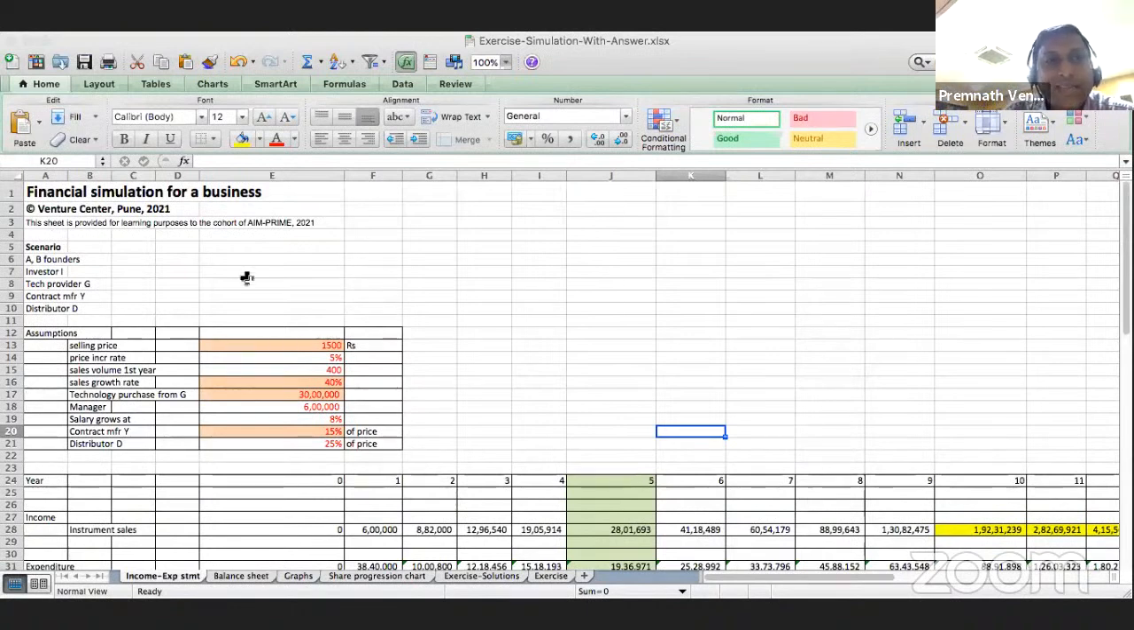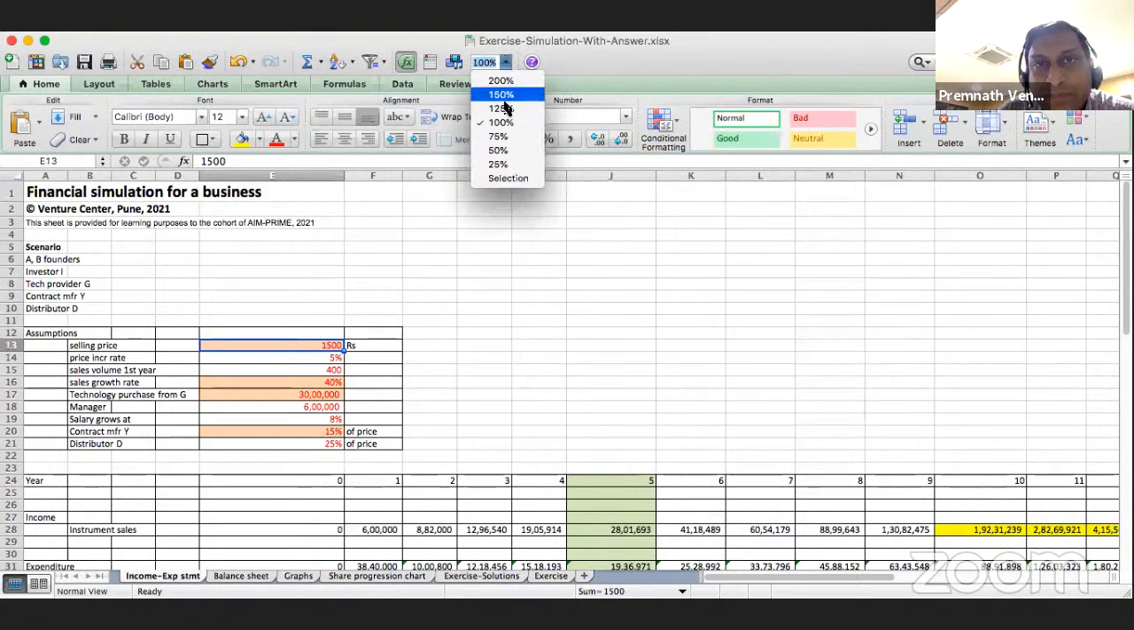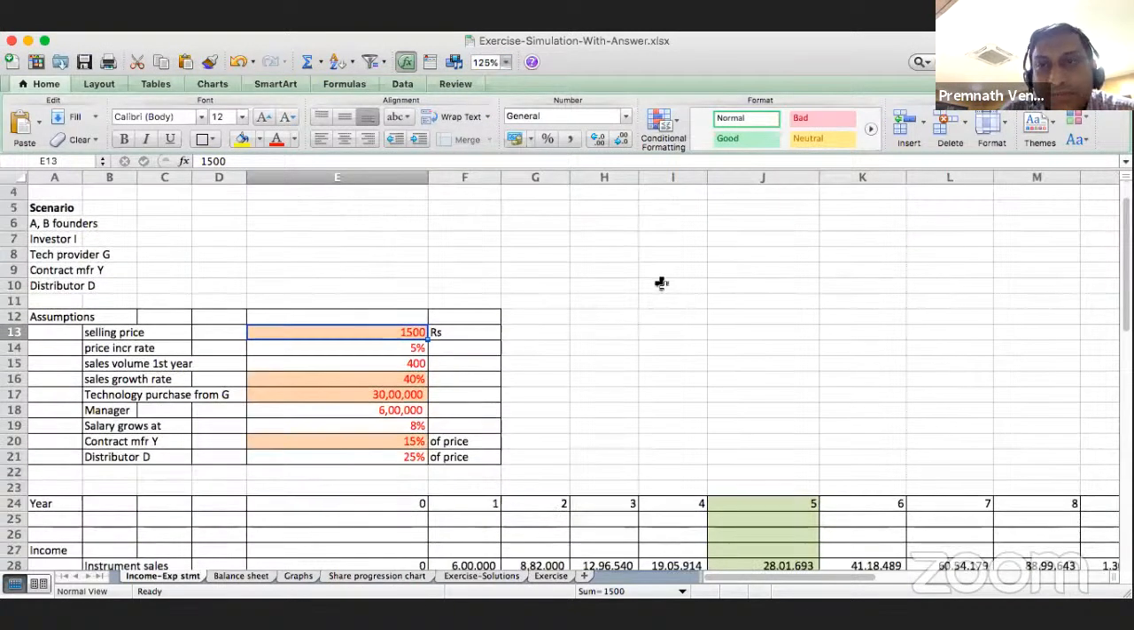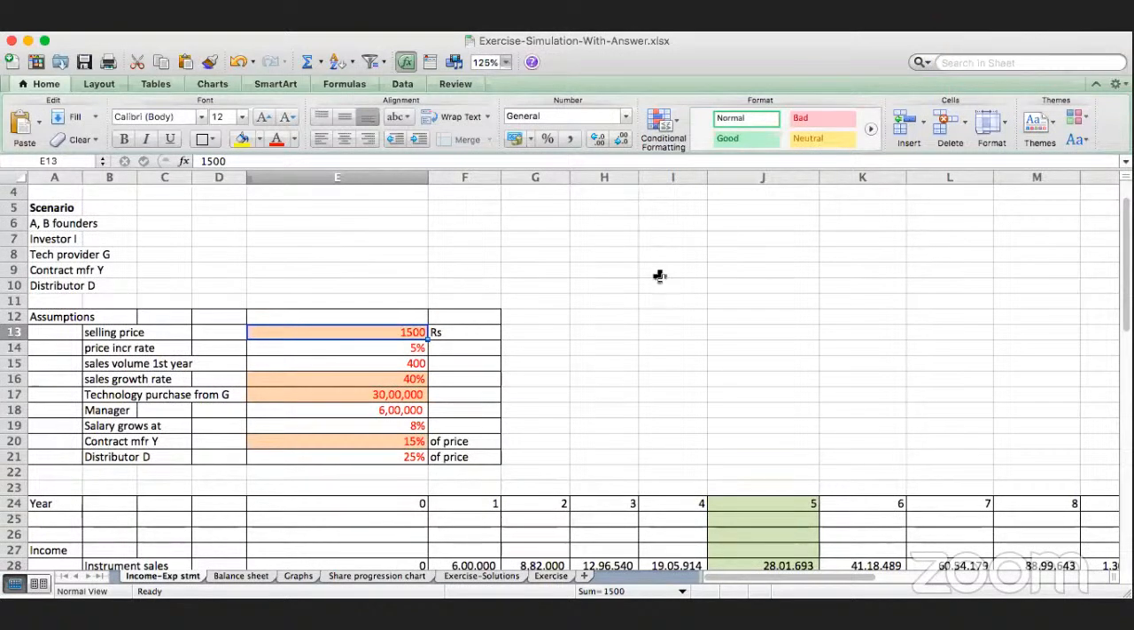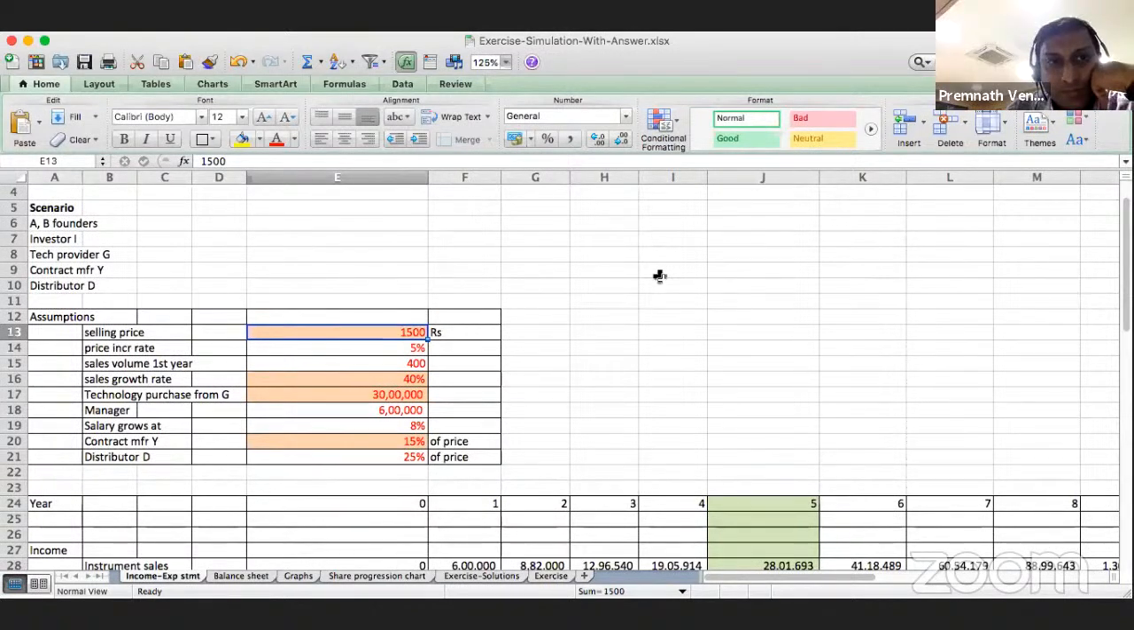So here is the scenario I told you: A and B founders, investor I, technology provider G, contract manufacturer Y, distributor D. The selling price is 1,500. Technology purchase was at 30 lakhs. These are all assumptions. By the way, whatever is marked in red are assumptions. Maybe I need to blow this up, right? Is it clearer now? Yeah, this is better. Okay. So all these numbers are the tunable numbers. These are assumptions I'm making.